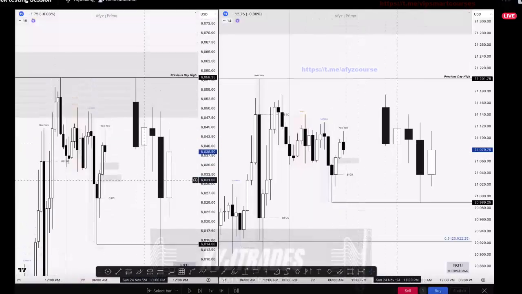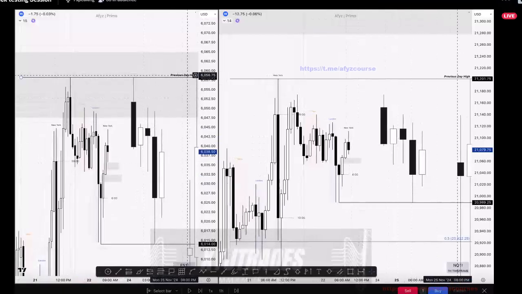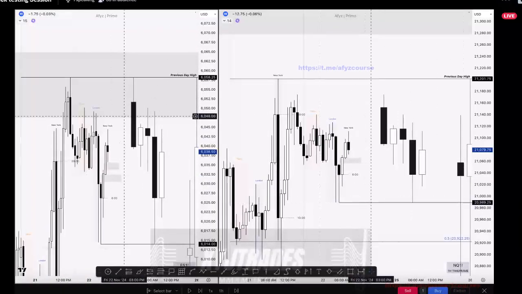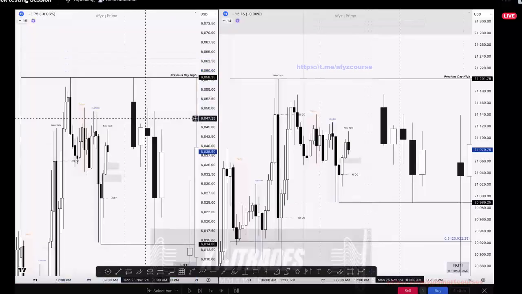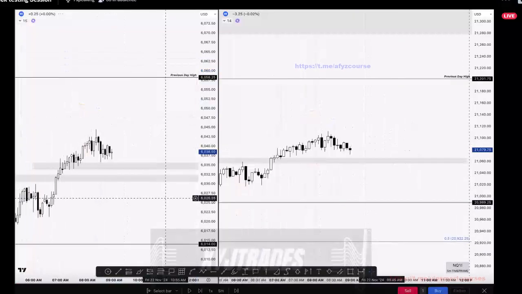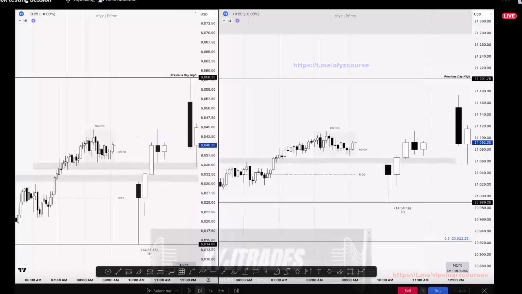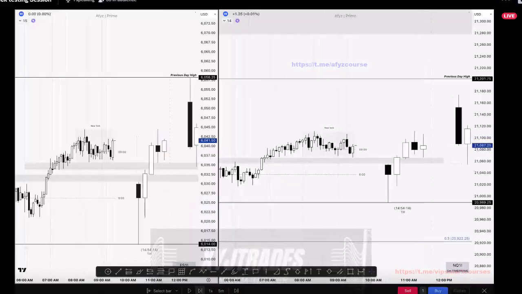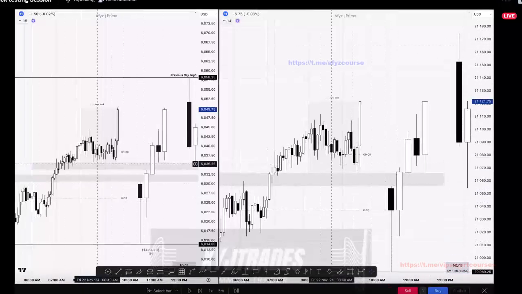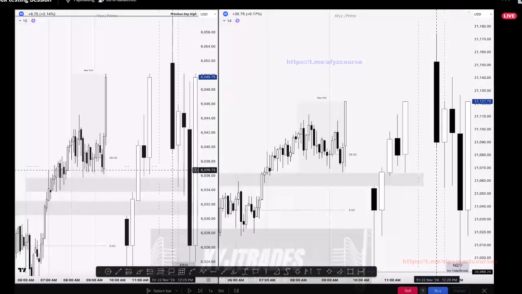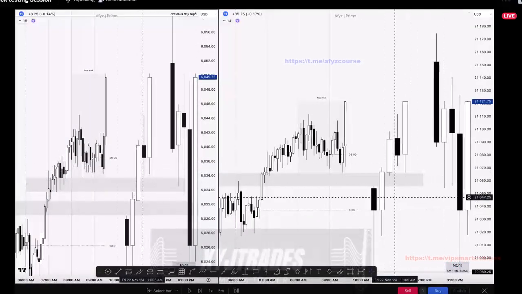8 a.m. did not reverse. My draw on liquidity is previous day high for ES and potentially lower for NASDAQ. I have a mixed bias. Okay, wait for 9 a.m. We come into the fair value gap on either? Nope. We don't come into the fair value gap here.